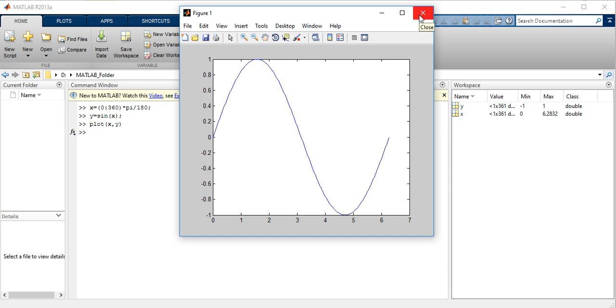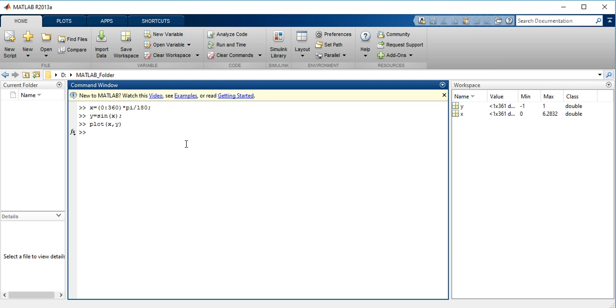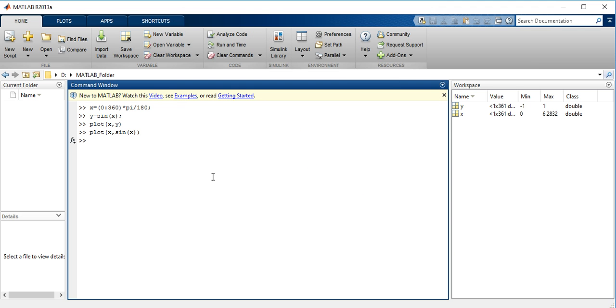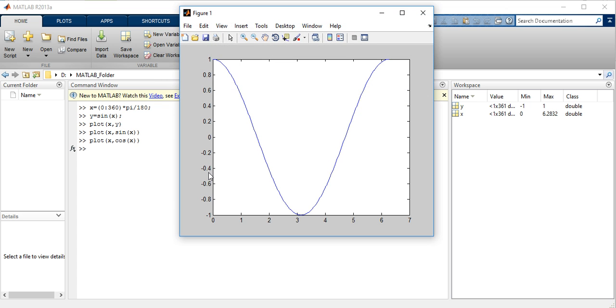Now close this graph, and here we have another method. Don't write y, simply write sin of x in brackets. So no need to assign values of sine to another variable, we can simply write in this manner. The same graph will be plotted here. Now close this. Now plot the value of cos. So simply change to cos. Here we got the plot of the cos function.